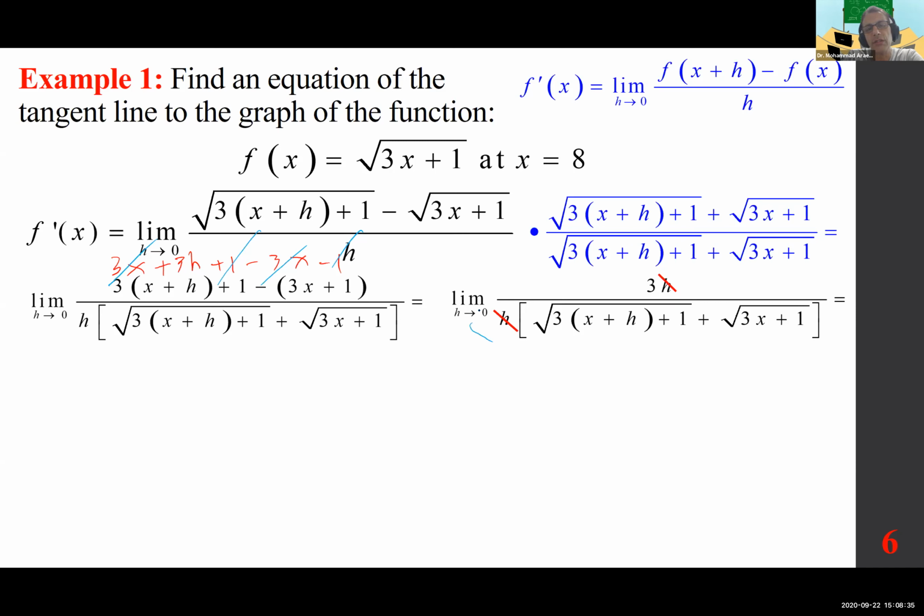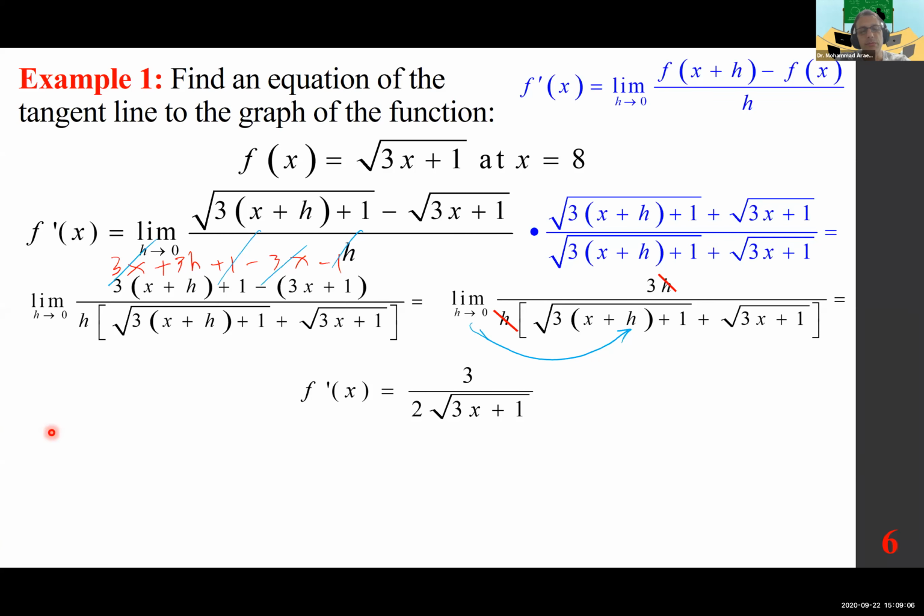Now let's replace the h with 0. And when you do that, the first radical becomes the same as the second radical. So the denominator has two of them, 3 over 2 square root of 3x plus 1, and it is called f prime of x. Pretty straightforward, class.